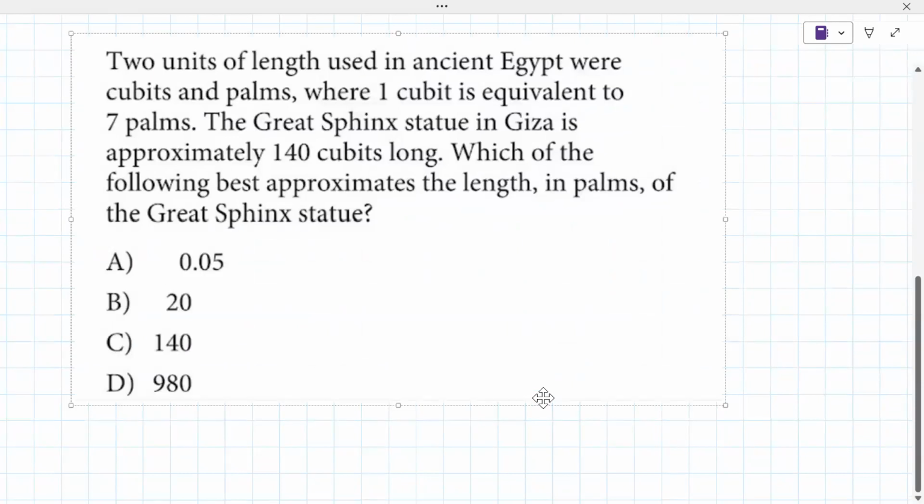All right, go ahead and read this whenever you're ready. Two units of length used in ancient Egypt were cubits and palms, where 1 cubit is equivalent to 7 palms. The Great Sphinx statue in Giza is approximately 140 cubits long. Which of the following best approximates the length in palms of the Great Sphinx statue?